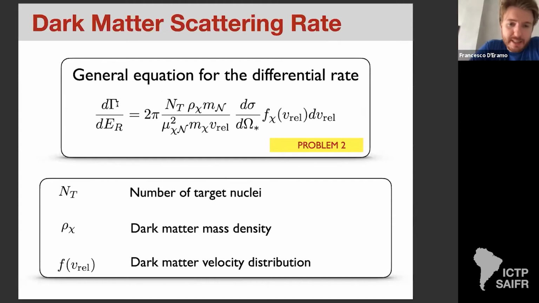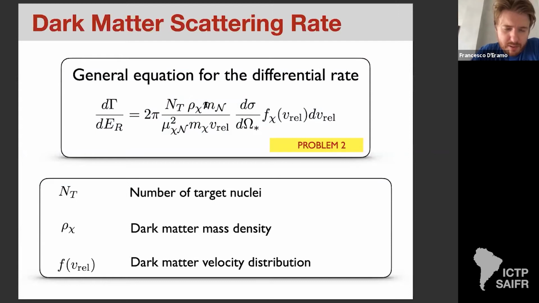And you see, this equation is expressing the number of events per unit time and also differential in the recoil energy, which is the observable that we see in the detector. Problem 2 is a guided exercise that will lead you to the derivation of this equation here.